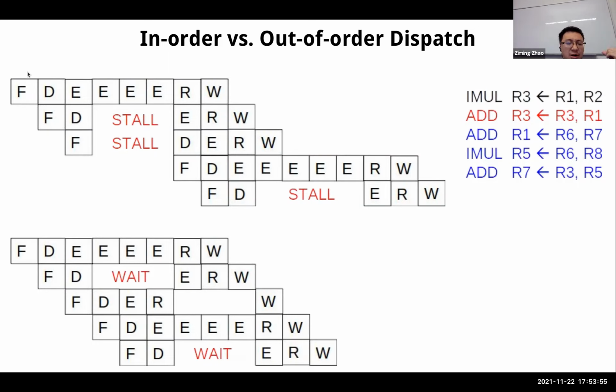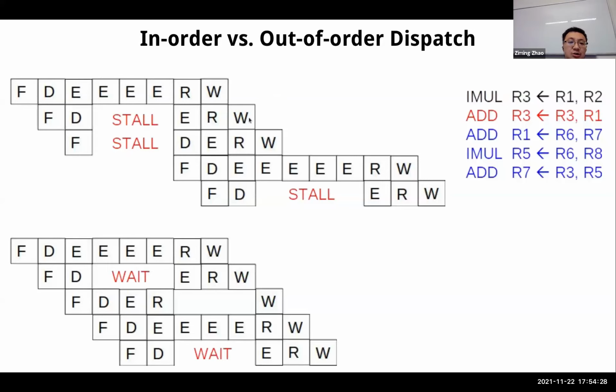I don't remember what this figure is called. Anyone remember in your computer architecture class, what is this called? Just pipeline diagram. Oh yeah, pipeline diagram. Yeah, exactly. So here the first line maps to the first instruction. 1 cycle for fetch, 1 cycle for decode. Then we have 4 cycles for execution, then read register and write register.